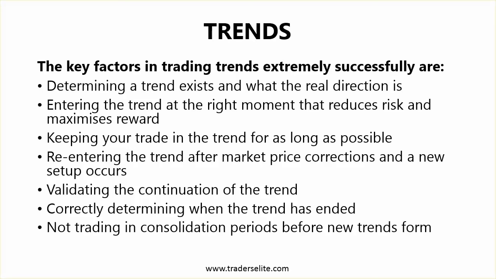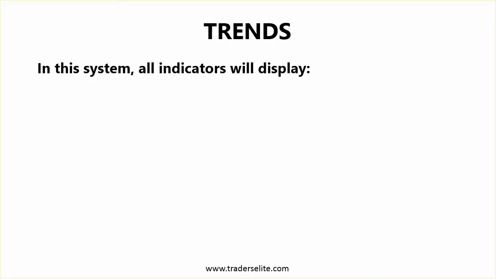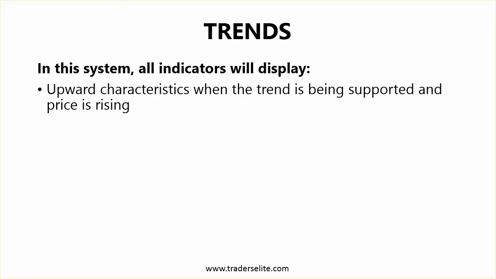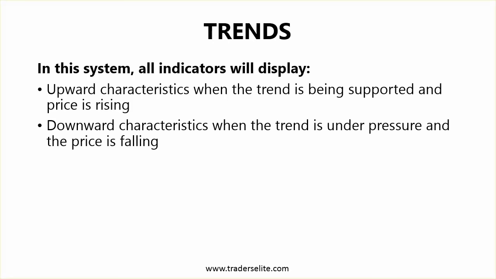And finally, not trading in consolidation periods before new trends form. Okay, so when price is range bound in a very tight 50 pip or so range, that's not the time that you want to catch a trend because it could go up, it could go down, it could go up and down and up and down and up and down. So you want to be able to be more certain of when you catch trends. So in this system, all indicators will display upward characteristics when the trend is being supported and price is rising, and downward characteristics when the trend is under pressure and the price is falling.